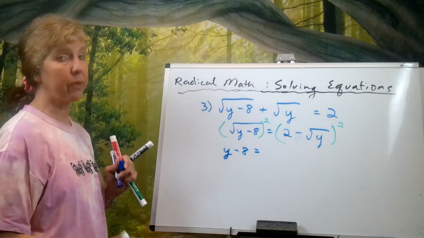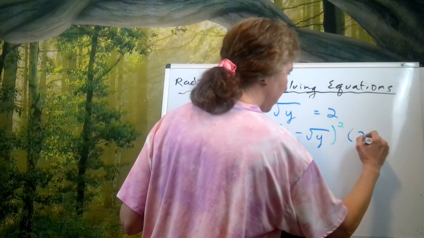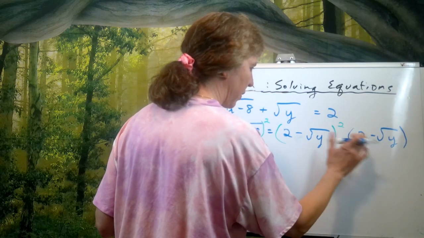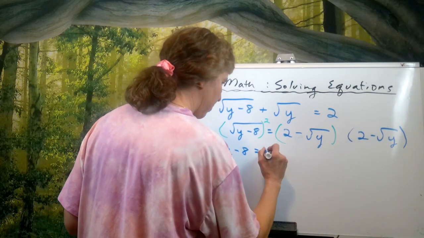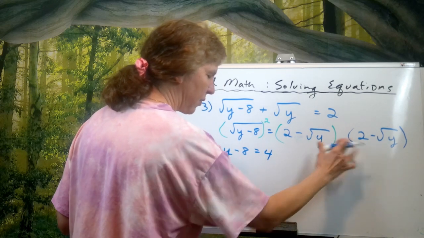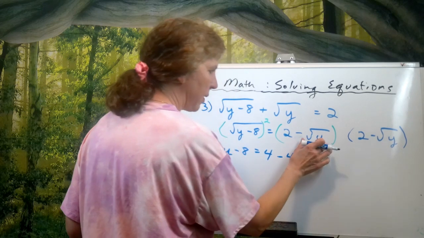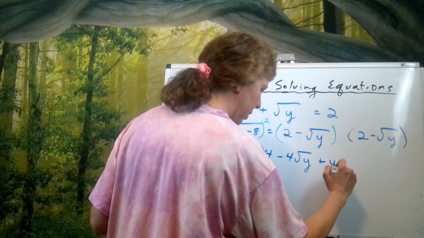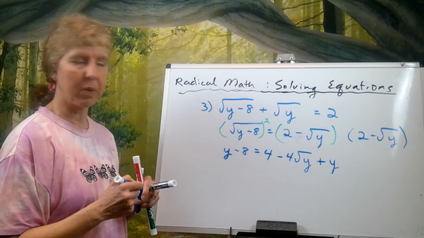Right-hand side, you have to FOIL this out. So it may, like I said, be useful to write it again. And now I'm going to square this out rather than have that square there. Okay? So 2 times 2 is 4. I have negative 2 root y. Negative 2 root y is negative 4 root y. And the negative root y times the negative root y is plus y. Remember, because they're both in the square root, one breaks out.